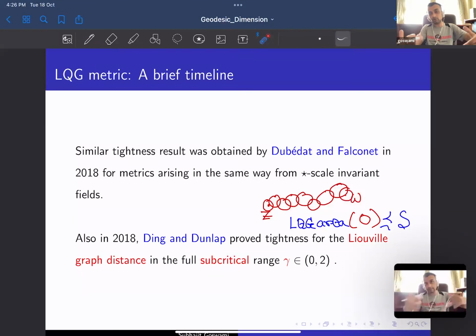This is a notion of metric that comes from the area measure, and you can easily convince yourself, let's say just in the Euclidean plane, how this also makes sense. Anyways, again, they did that for what is called the Liouville graph. This is for the subcritical range, gamma in (0, 2).